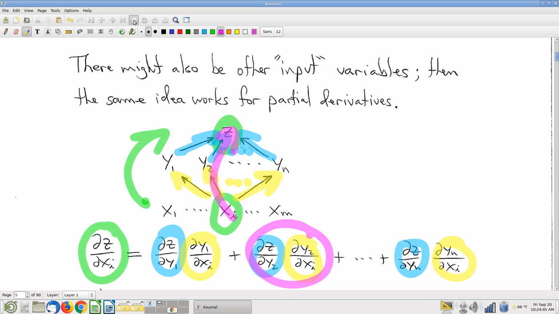Okay, all right. Oh, whoops, I hit the wrong button. I wanted to hit, there we go.